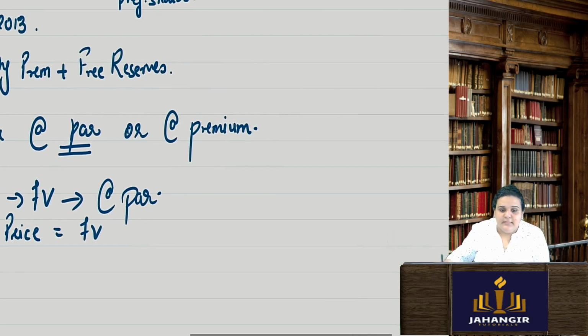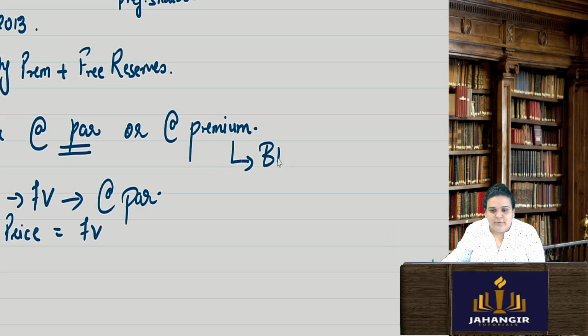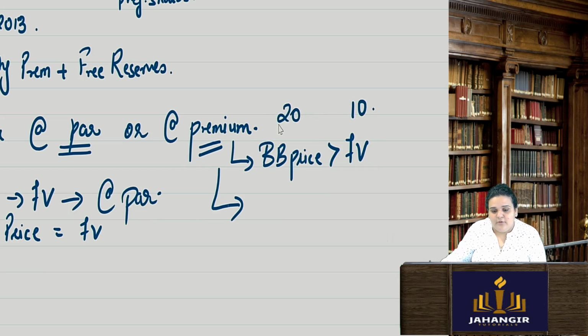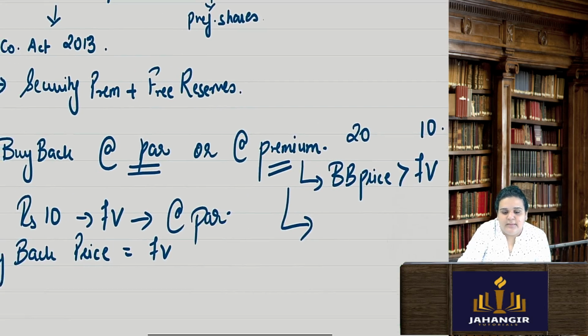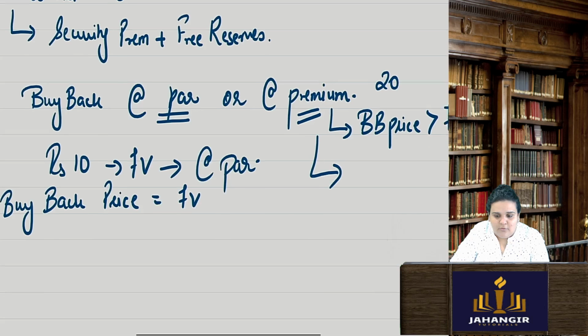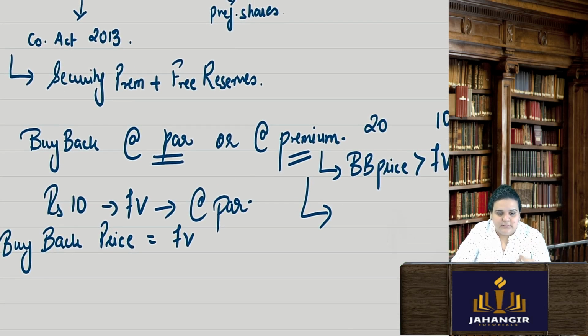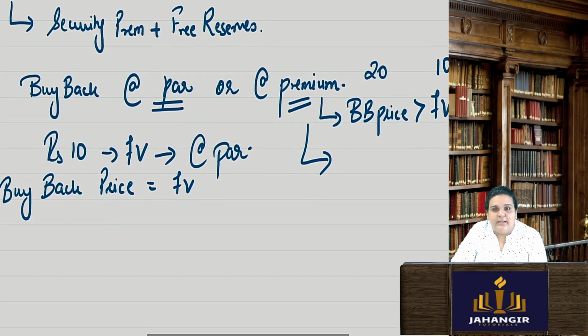But at premium means that the company is paying something extra over and above the face value. Where the buyback price is more than the face value, I will say it is at a premium. For example, say face value is 10 and I am doing a buyback at 20 rupees. I am giving 10 rupees extra to my equity shareholders. For the buyback also they send the letter of offer to the shareholders, asking them whether they would like to tender their shares back to the company so that the company can buy it from them and reduce its share capital. It is as simple as that.